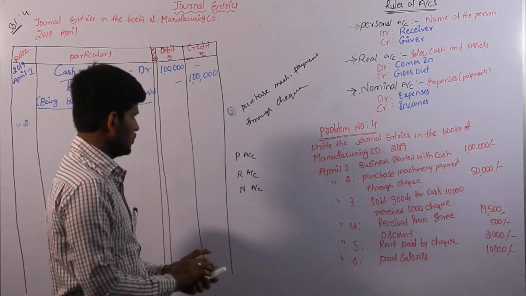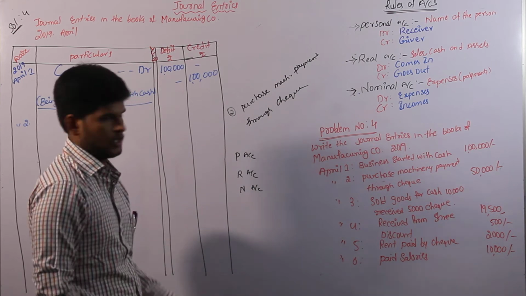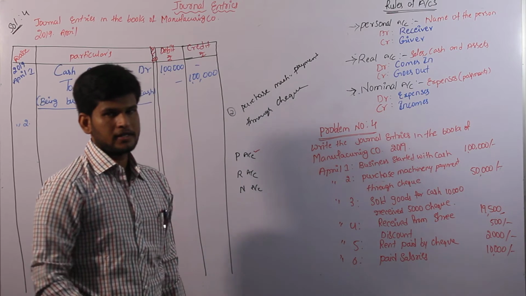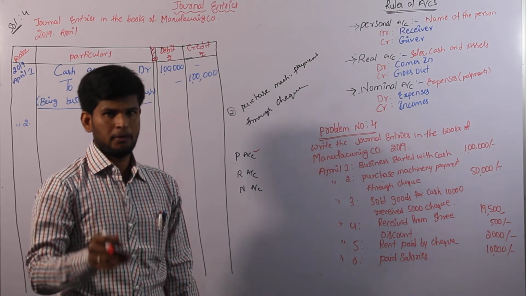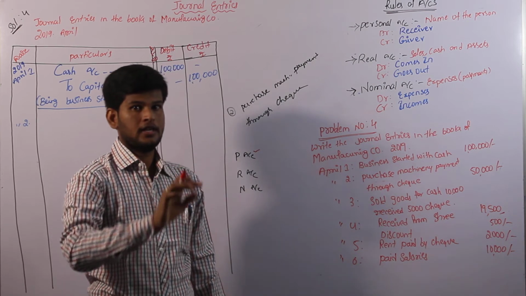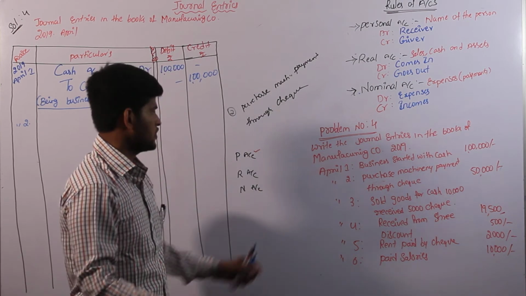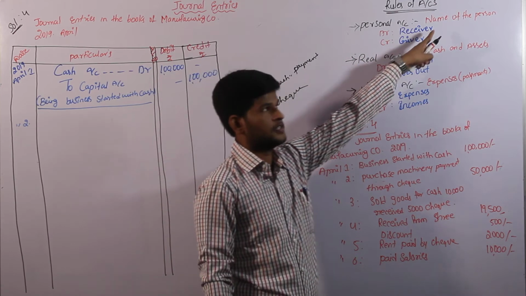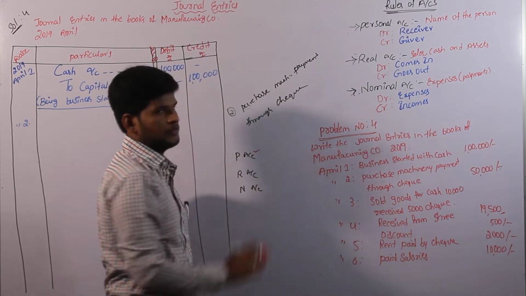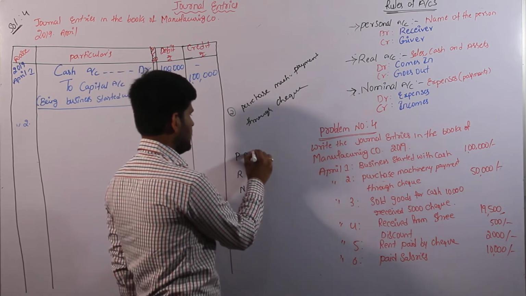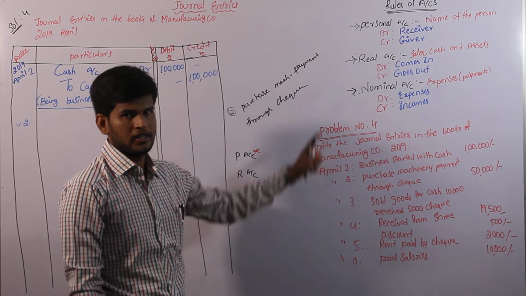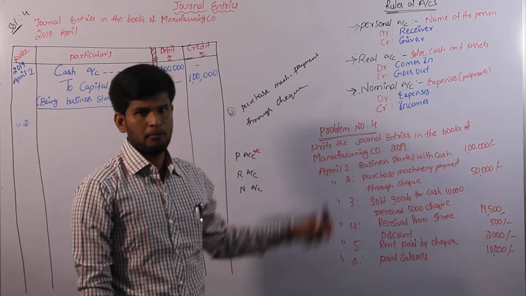Come to the first rule, whether it is there in our transaction or not. That is the personal account. Again we have to remember which type of transaction the personal account relates to. A personal account transaction must have the name of a person. Here we don't have any name of a person, so we have to cancel the personal account, because the transaction does not have any name of a person.